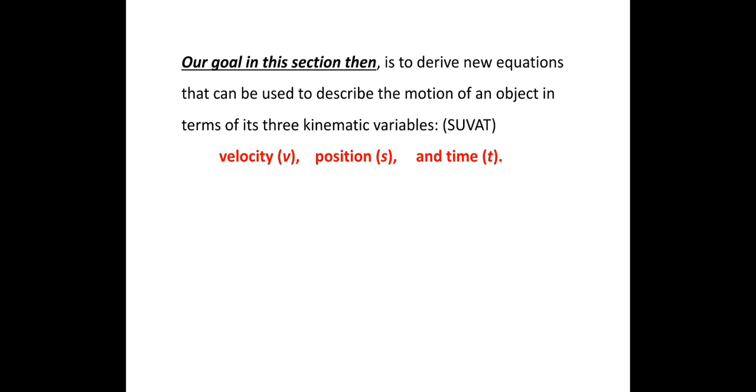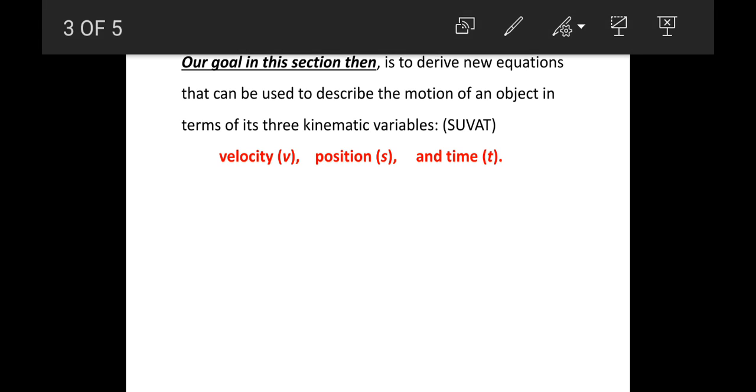So our goal in this section is to derive new equations that can be used to describe the motion of an object. Mainly three variables we are going to use: velocity, position, and time. So relation between these three we are going to represent in terms of three equations of motion. Short form I am writing this as SUVAT, where S is your position or distance, U is your initial velocity, V is your final velocity, A is your acceleration, and T is your time.